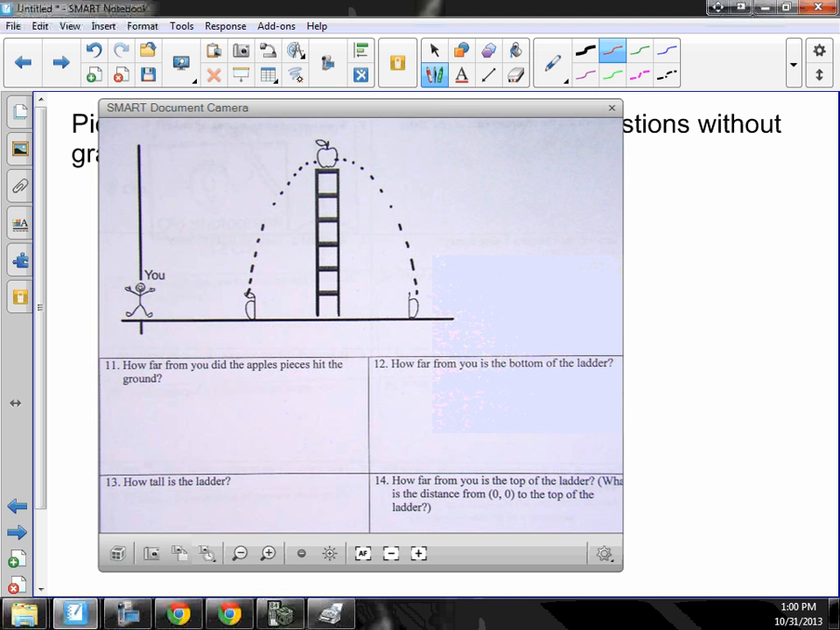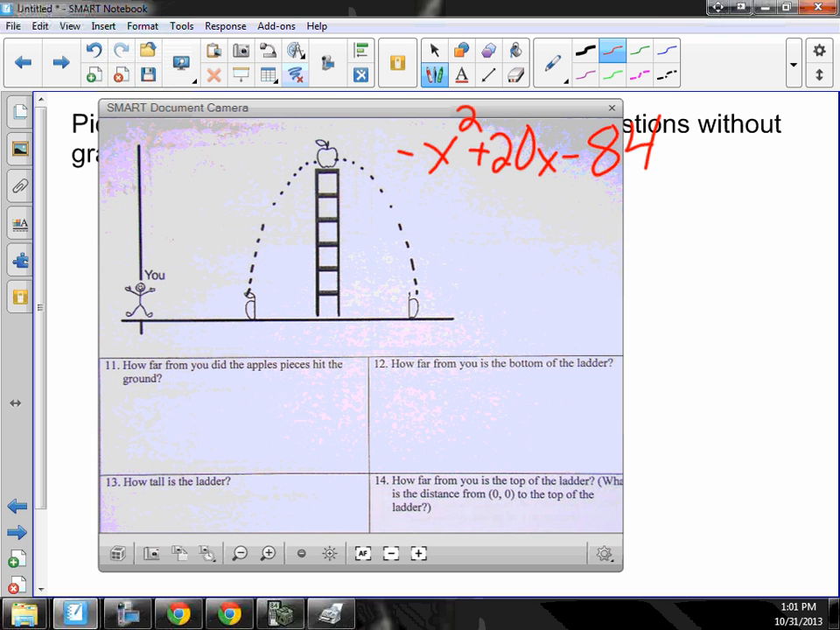All right. So, number 11. How far from you did the apple pieces hit the ground? How are we going to figure that out? Find the roots. So my equation is negative x squared plus 20x minus 84. I'm a little bit confused. What's wrong with that quadratic? It opens down. We have not dealt with the quadratic that opens down yet.